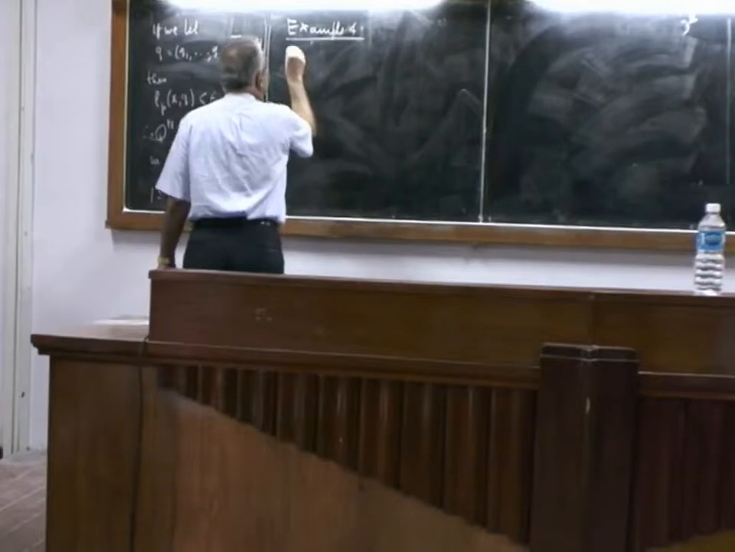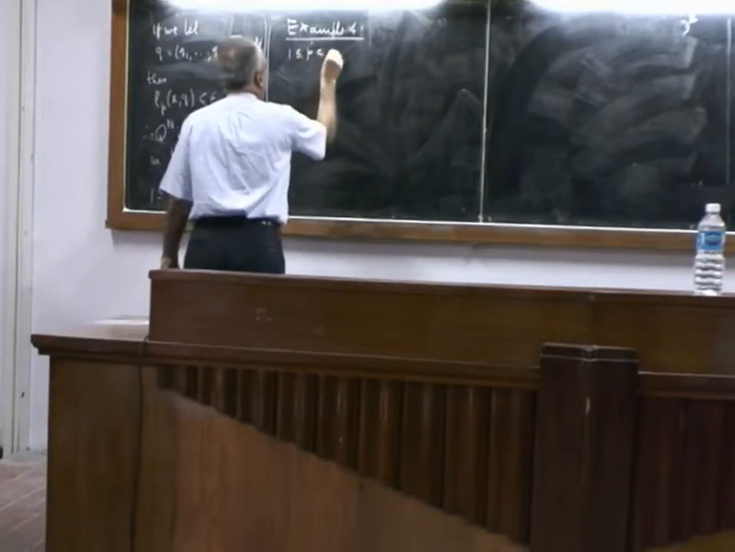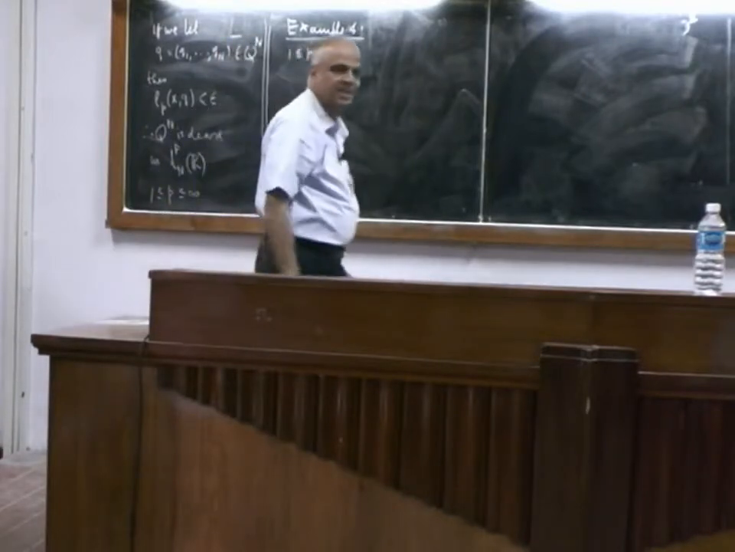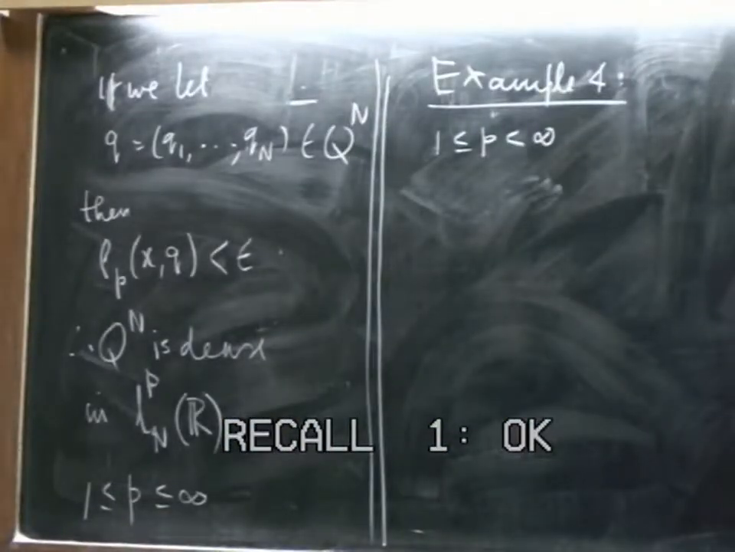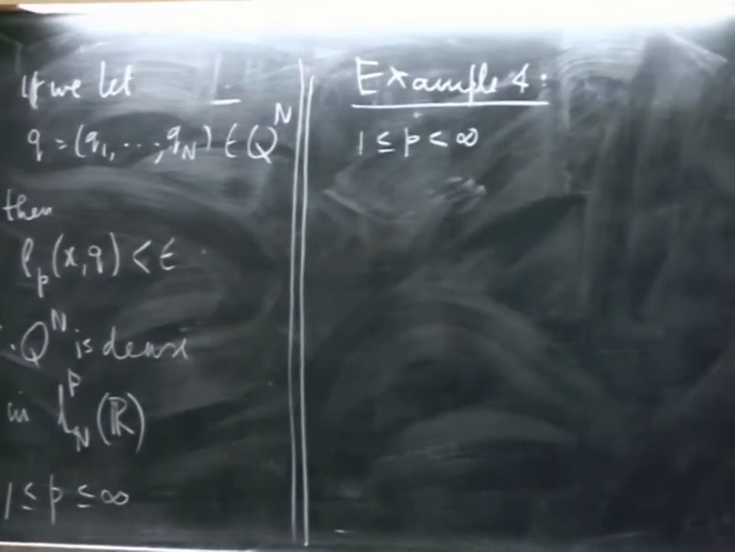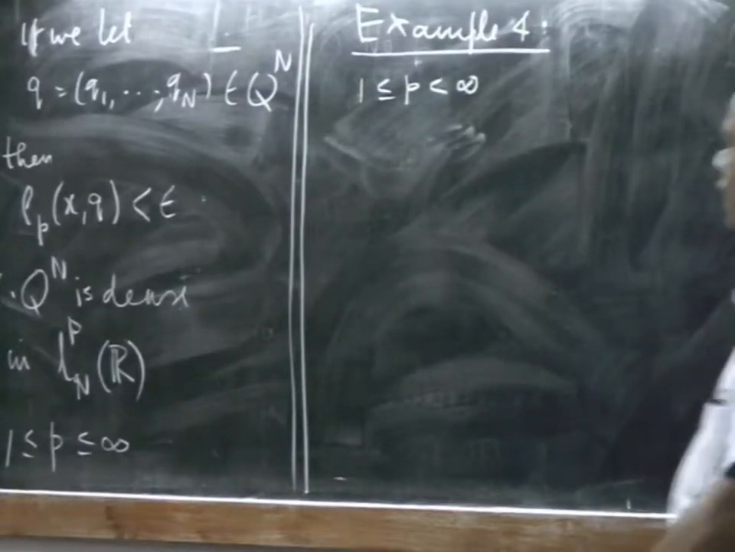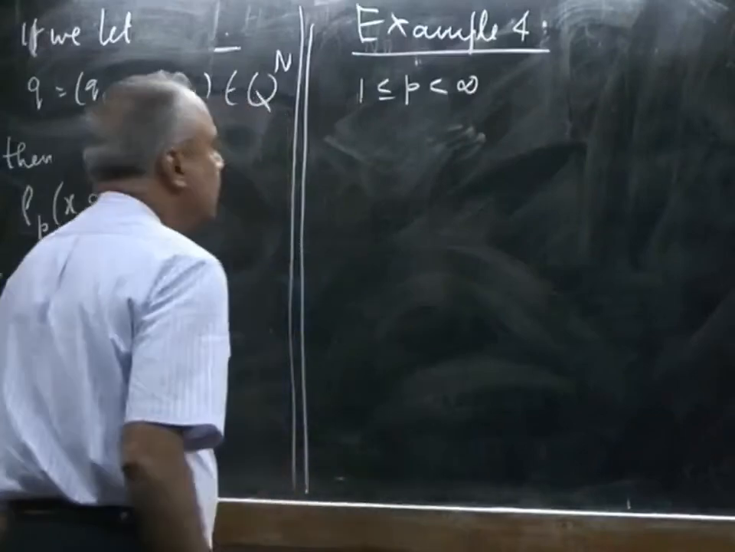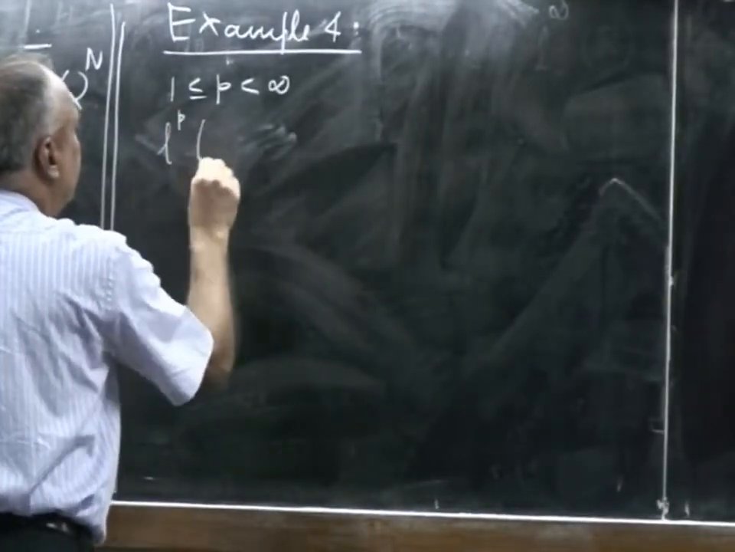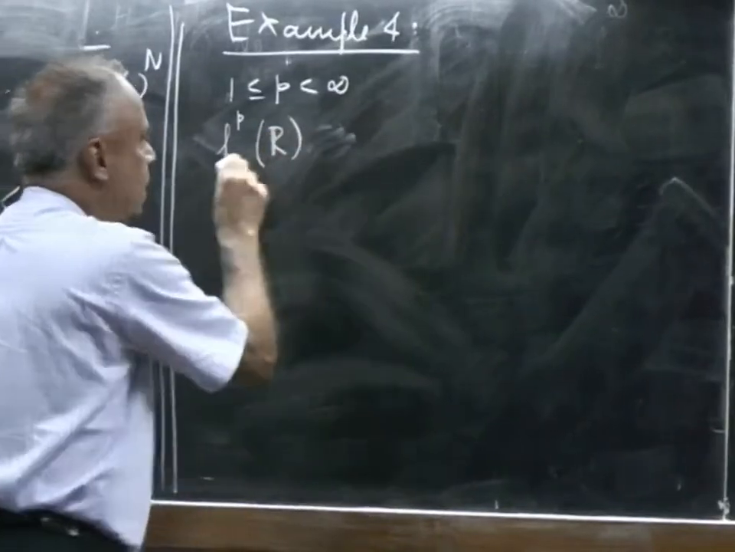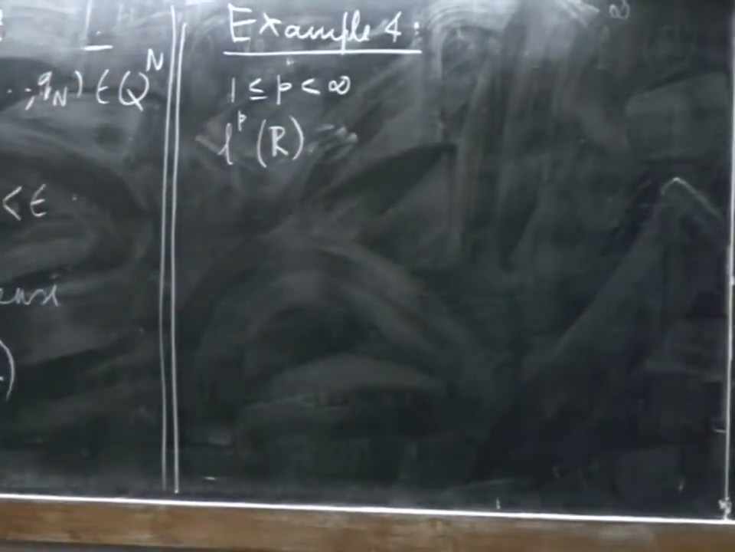So let us first consider this. We will look at 1 less than p less than infinity. We will look at the L infinity case later. Okay, we will make some other comments about it. So now what does that mean? And we look at l^p. Now I don't have to put n because the number of components is increasing.